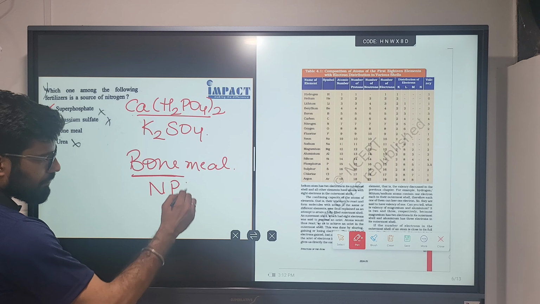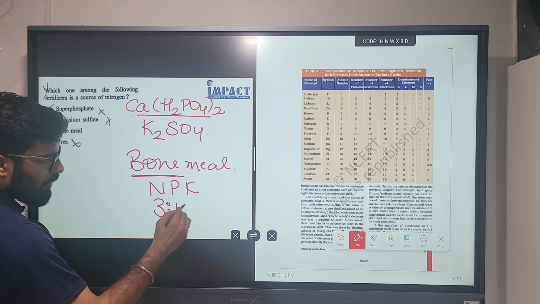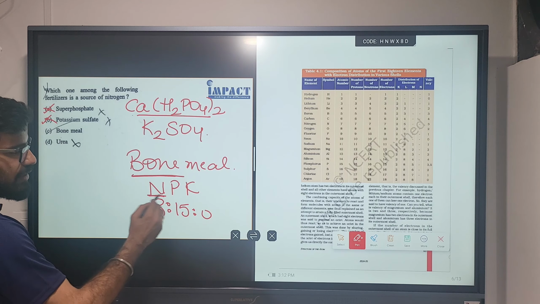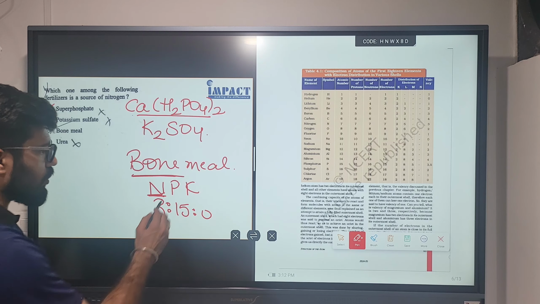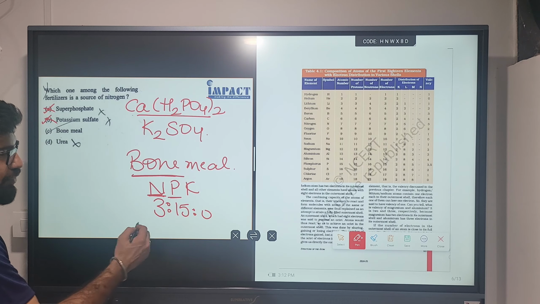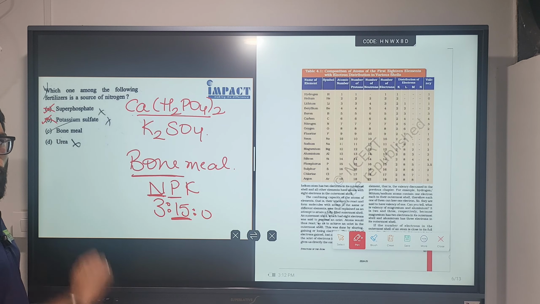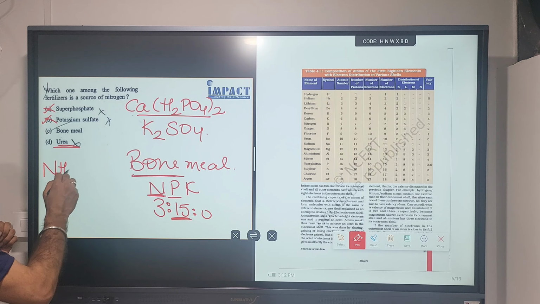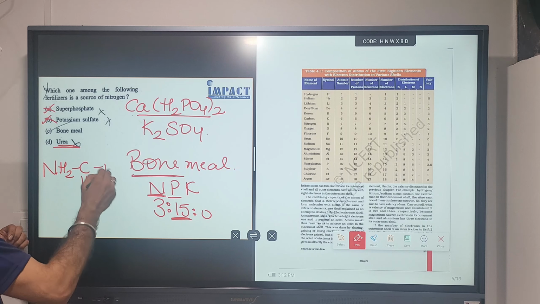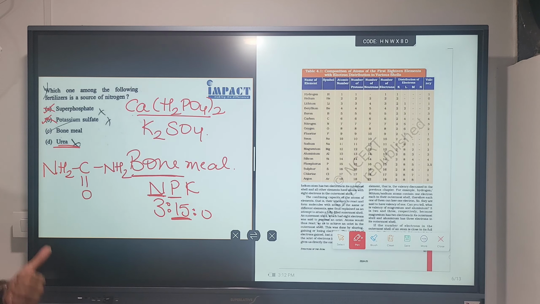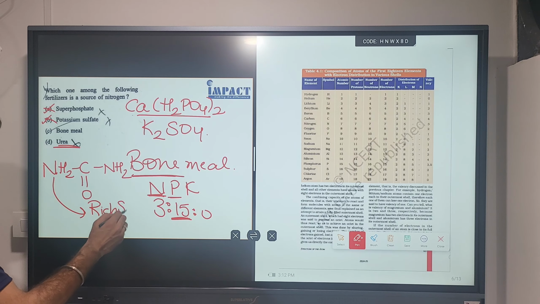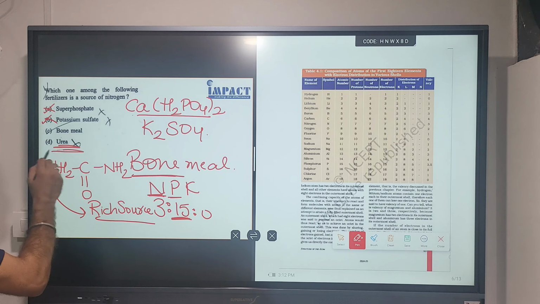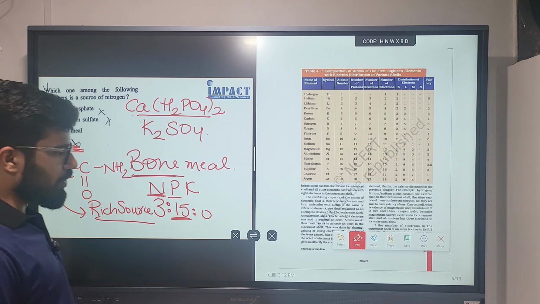They have an NPK ratio of 3:15:0. It means there are 3 parts of nitrogen, 15 parts of phosphorus, and 0 parts of potassium. But phosphorus is the major content of bone meal. And you can do this question very easily if you see the last option, which is urea, NH2C=ONH2. When we read this fertilizer in the ammonium part, we tell them this is a rich source of nitrogen. You can even do this question just by looking at this option and eliminating the others, and urea is the correct answer.